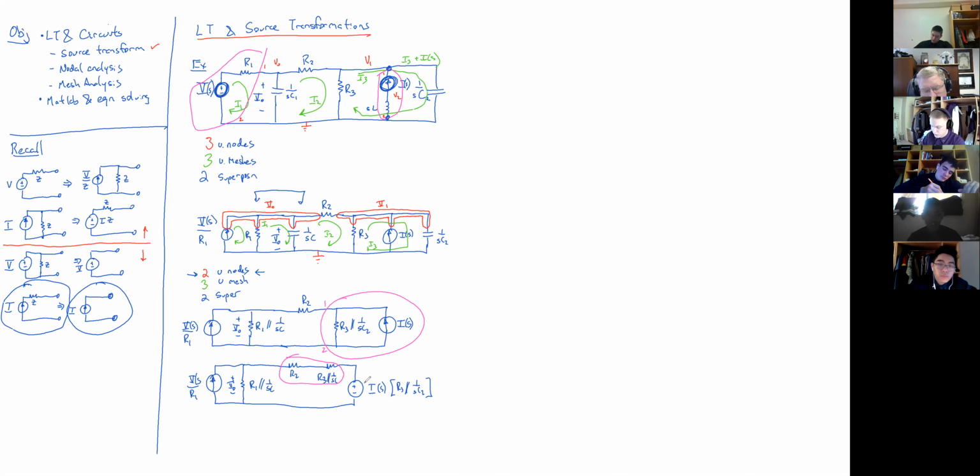I finally got rid of that pesky R2. And now it's just simply Ohm's law. We've got 2 current sources. Actually, it's a current divider. We have 2 current sources. They add up, and they go between 2 resistors.